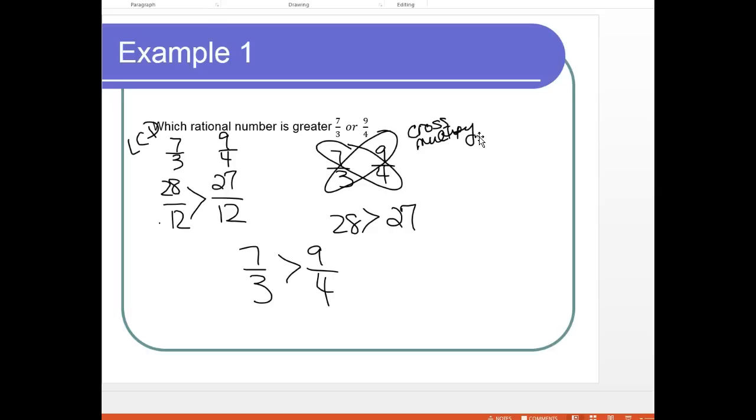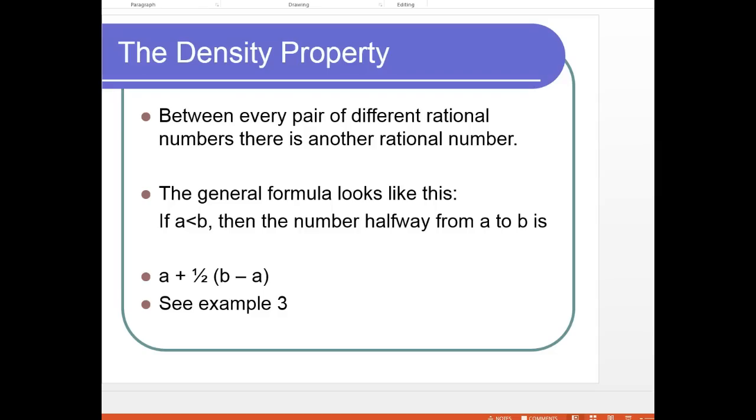Okay, now, the second thing we need to look at in this section is this idea of the density property. Now, when we're talking about regular numbers, there's always a number that comes after. We know that 4 comes after 3, and we know that negative 2 comes after negative 1. The problem with rational numbers is that between every pair of different rational numbers, there's a bunch of other rational numbers.